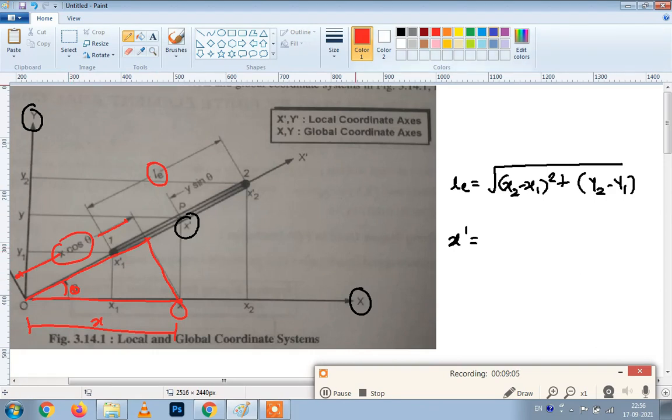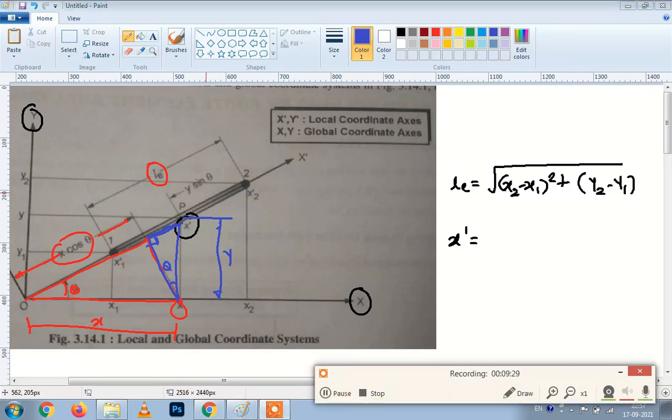Similarly, for this other triangle which I have just marked with blue color, this angle is theta, and this angle is 90. This particular side for this angle is nothing but y. So we want to find out this side. Using the sine relationship, as this angle is theta, this particular side will be y sin theta.